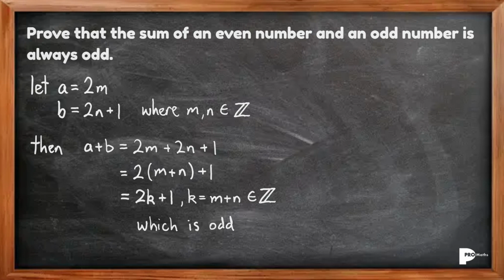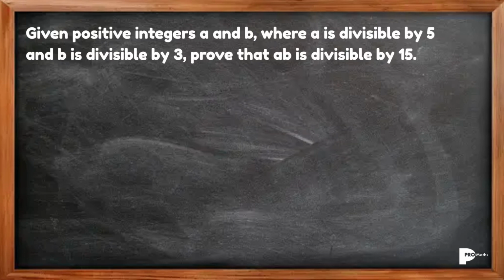Let's move on. Now we'll prove that if a and b are positive integers, where a is divisible by 5 and b is divisible by 3, then ab is divisible by 15. To prove the statement, let's start by defining a and b again. a is divisible by 5, so we can write a as 5 multiplied by some integer. b is divisible by 3, so we can write b as 3 multiplied by some other integer. We also need to define our variables as positive integers, just like before.